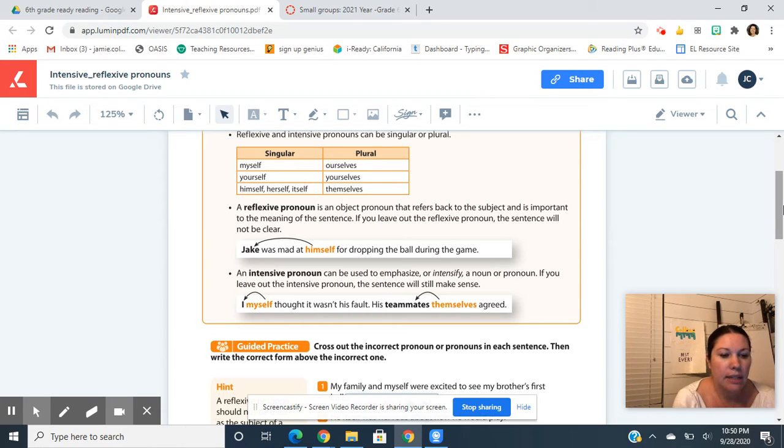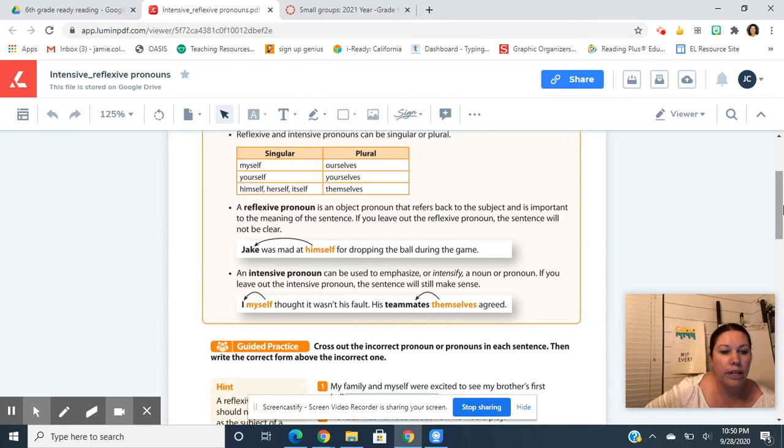For instance, Jake was mad at himself for dropping the ball during the game. If we were to leave that out, it would sound like Jake was mad at for dropping the ball during the game. So it is important to have the singular one in this particular case because Jake is singular. So we would say himself. This is definitely going back to the object of the sentence.